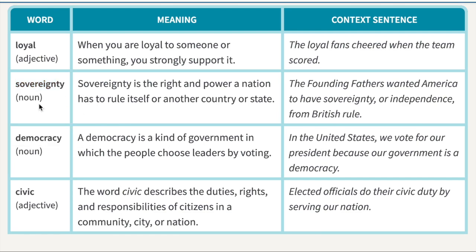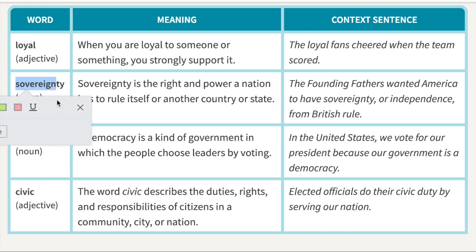Sovereignty is a noun. It's a thing. And sovereignty is the right and power a nation has to rule itself or another country or state. So if a country has sovereignty, it has the right to be its own boss, to rule itself. It's its own ruler, its own sovereign.